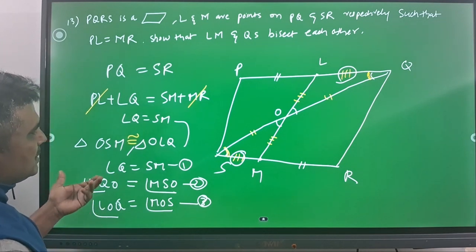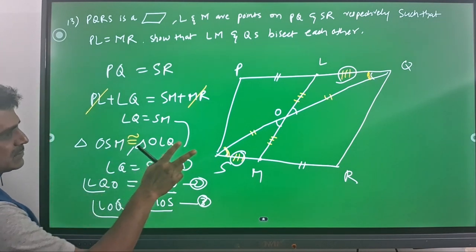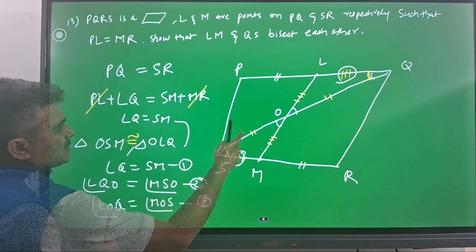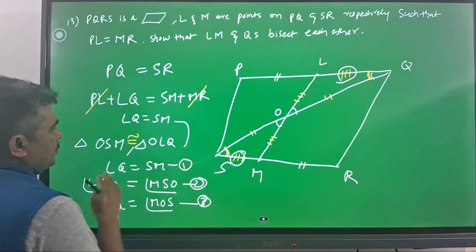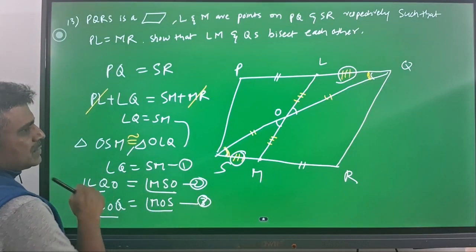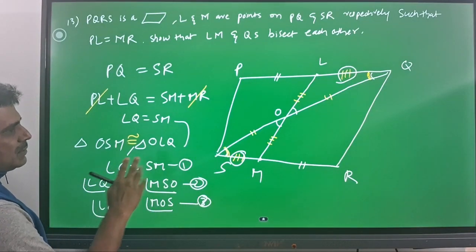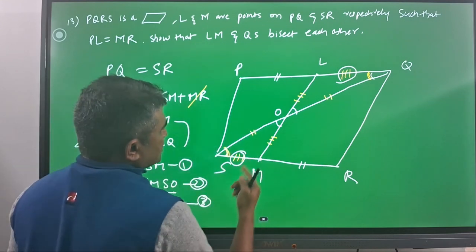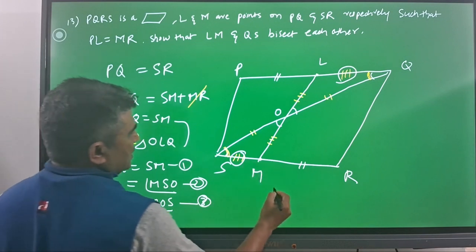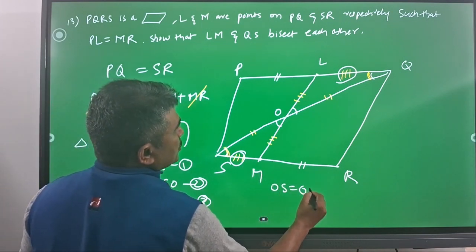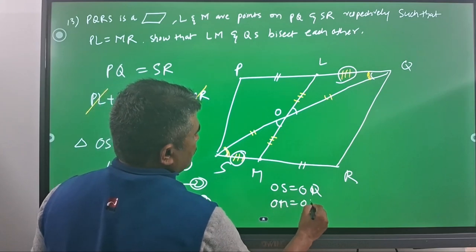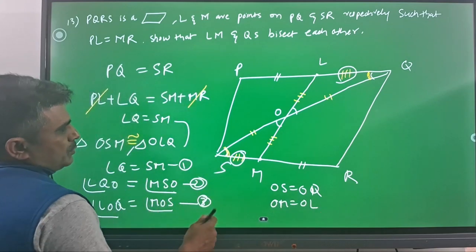Why should we take this congruency? Because the sides that we need to prove equal are confined in these two triangles. So we proved congruency. According to this congruency, the respective sides which seem to be the same should be equated. So here OS is equal to OQ and OM is equal to OL. So that's what we needed to prove.